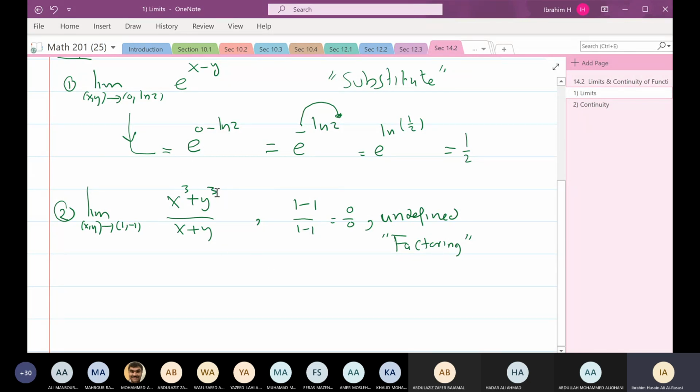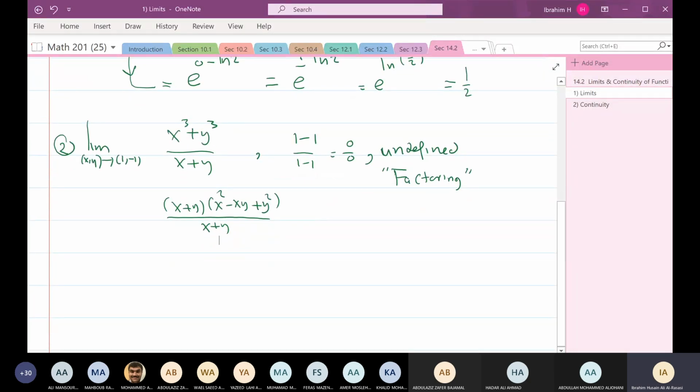I have x cubed plus y cubed. I can factor this. This is a sum of 2 cubes, so I simplify by factoring. The numerator is x plus y times x squared minus xy plus y squared, over x plus y. Now cancel the x plus y. When you cancel the x plus y, you get x squared minus xy plus y squared.